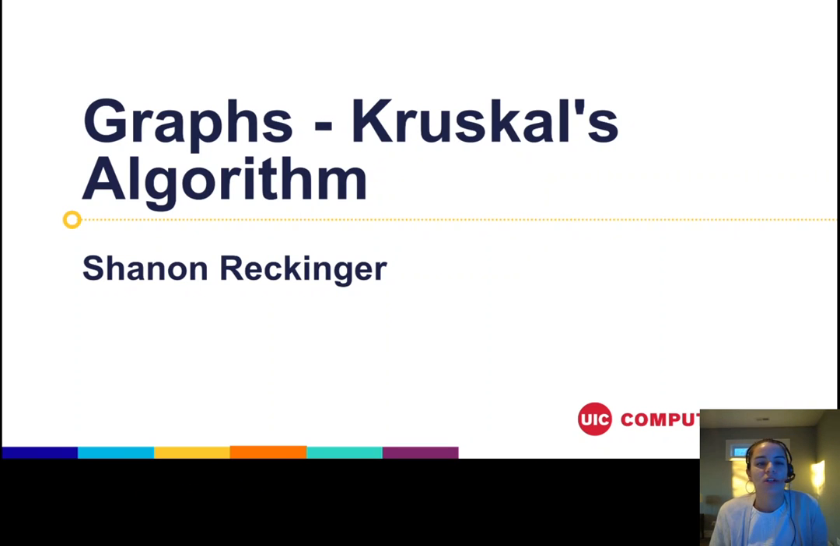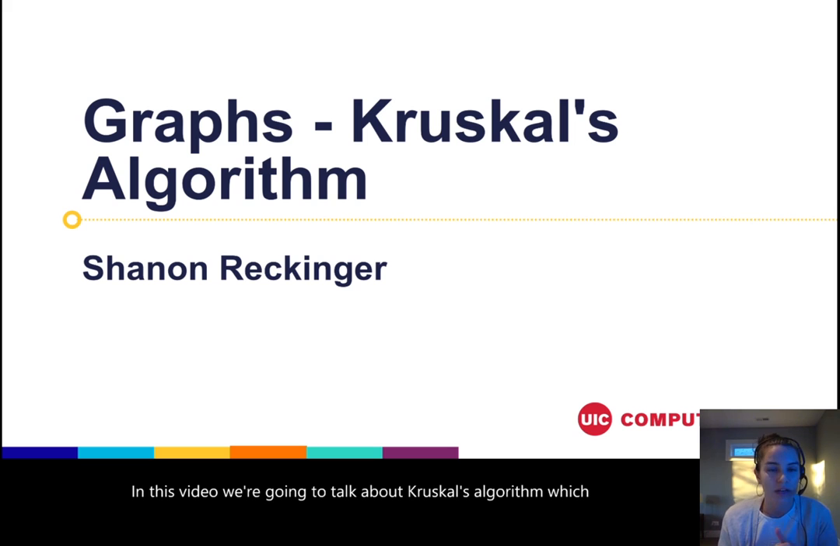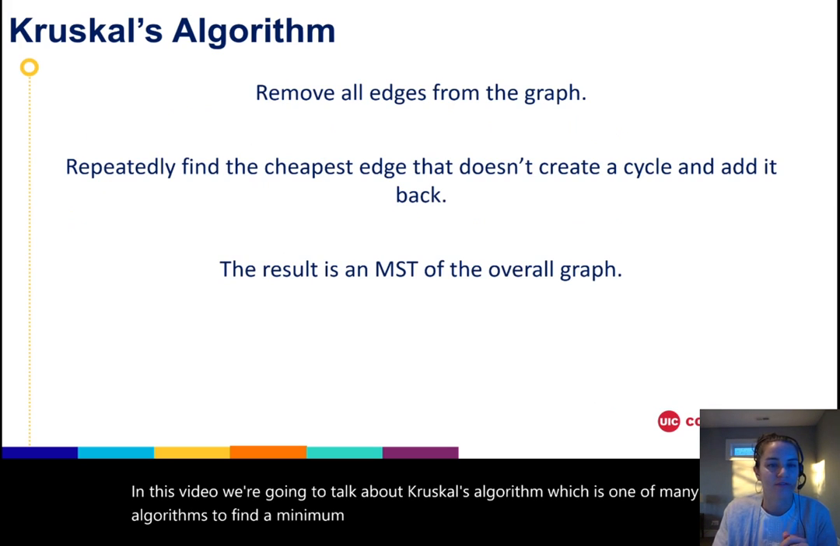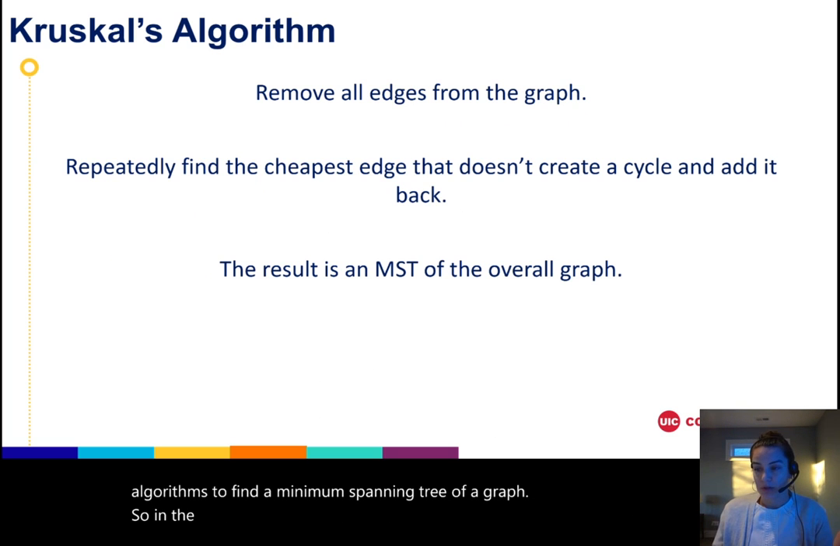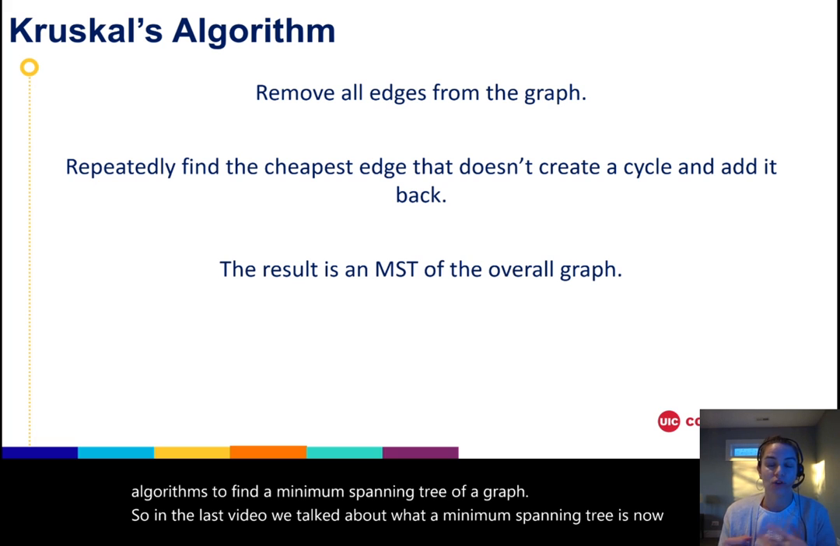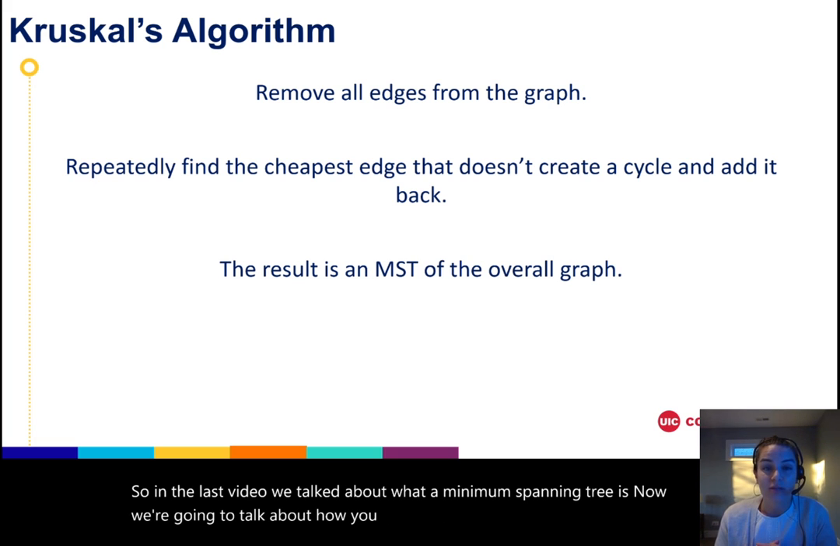In this video, we're going to talk about Kruskal's algorithm, which is one of many algorithms to find a minimum spanning tree of a graph. So in the last video, we talked about what a minimum spanning tree is. Now we're going to talk about how you might algorithmically find a minimum spanning tree in a graph.